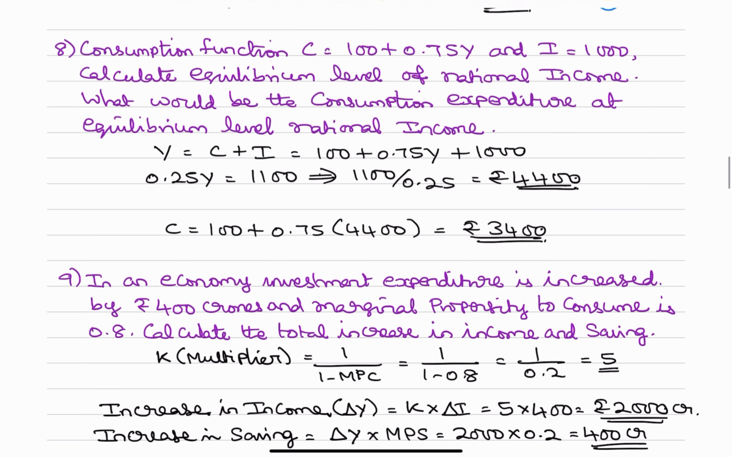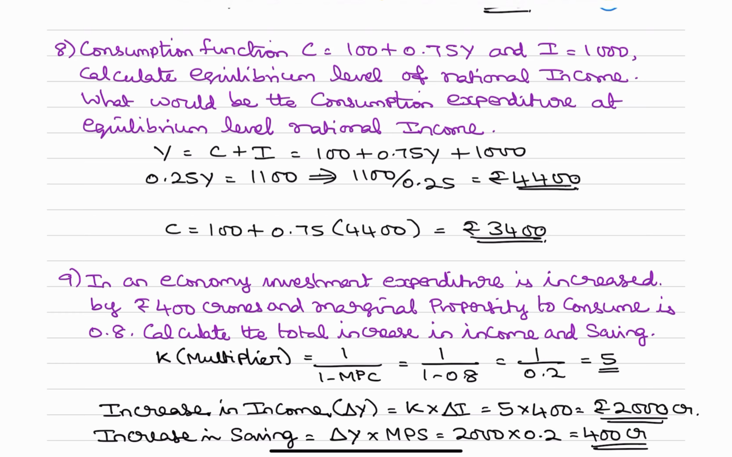Then 8th one, consumption function C is equal to 100 plus 0.75y and investment is equal to 1000. Calculate equilibrium level of national income. What would be the consumption expenditure at the equilibrium level national income?